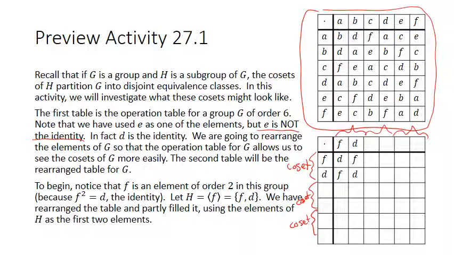Okay, so to start off with, notice that F is an element of order 2 in this group, and the reason for that is because F squared is equal to D, which is the identity. So the cyclic subgroup generated by F is just F and D. We're going to call that cyclic subgroup H. And in the second table, we've rearranged the table and partly filled it using the elements of H as the first 2 elements, so that forms one coset.